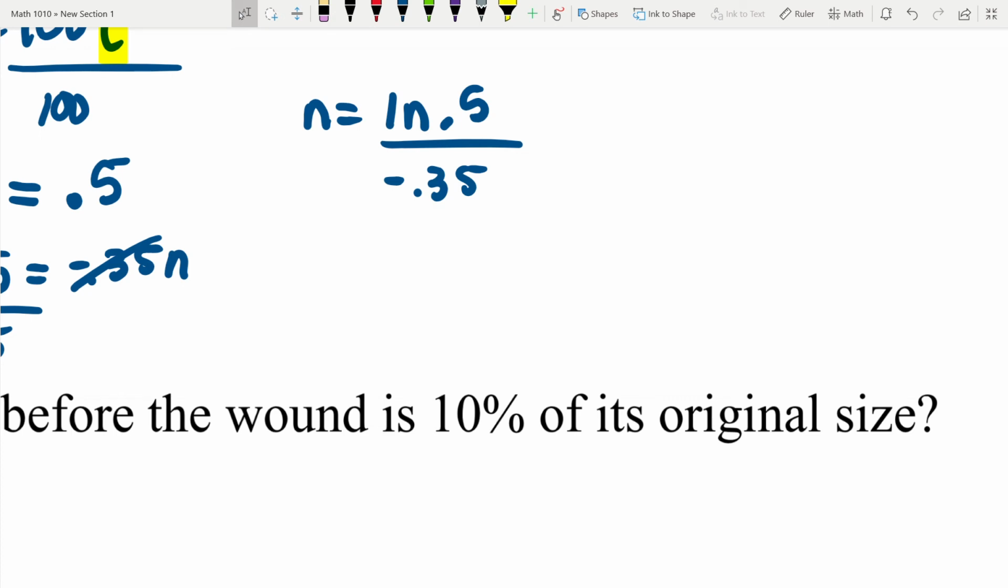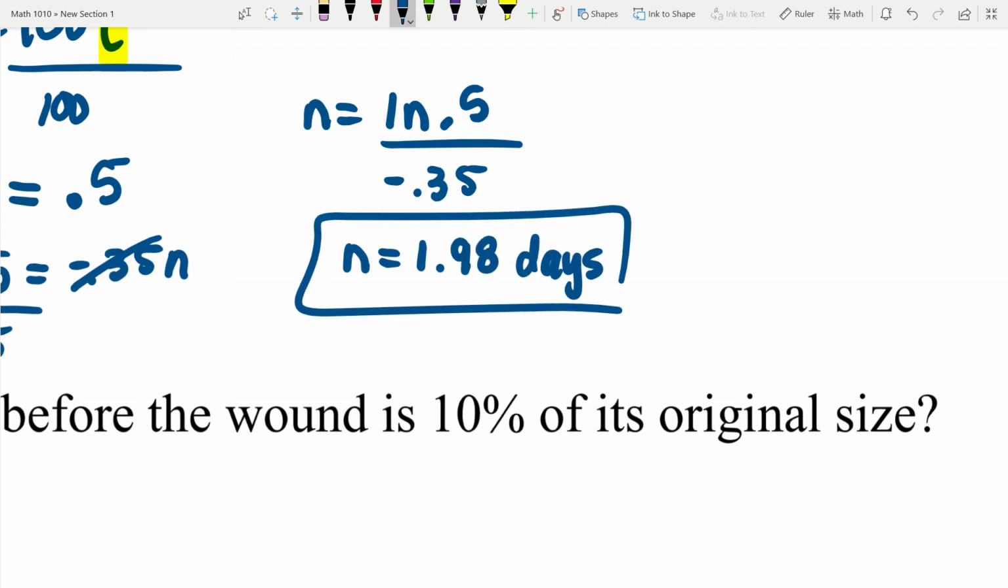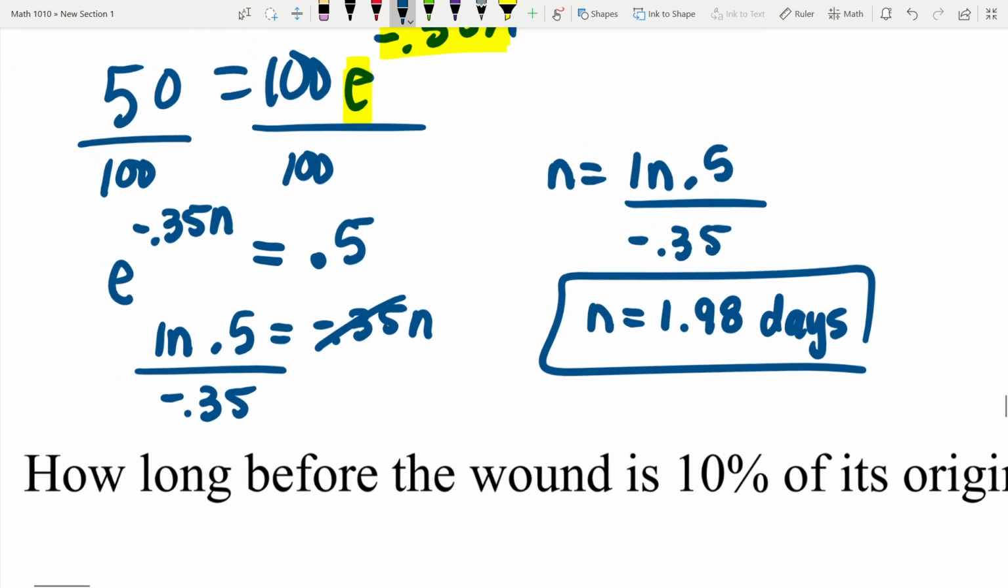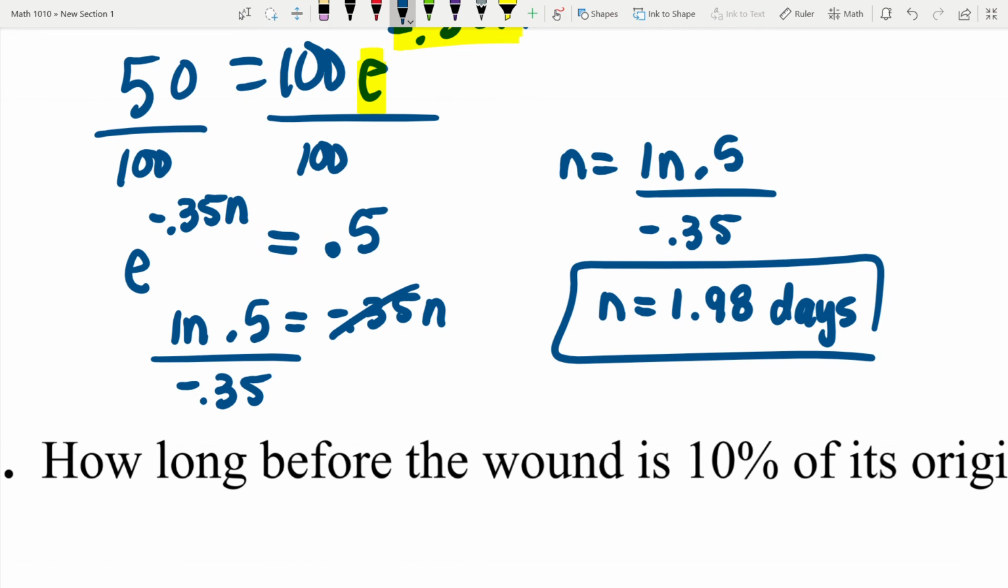Don't touch your calculator. Leave it. I'm going to show you a trick. We're going to round it. So n equals 1.98. You label it days, and you're done with the problem. Okay, watch this. Right here on my calculator, I have the perfect answer. 1.98 is not the perfect answer. This is my perfect answer.